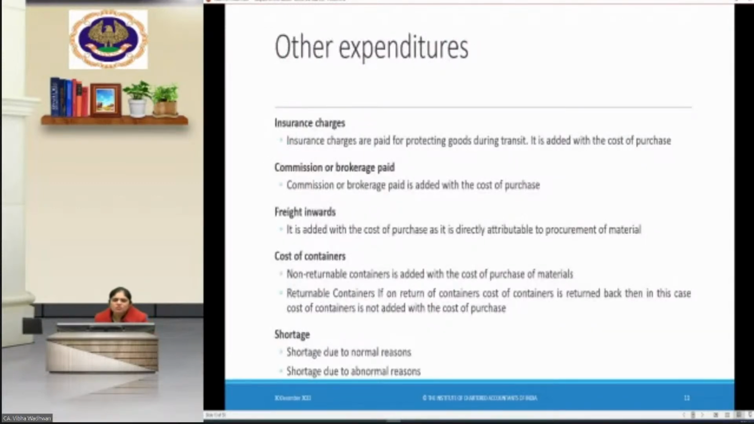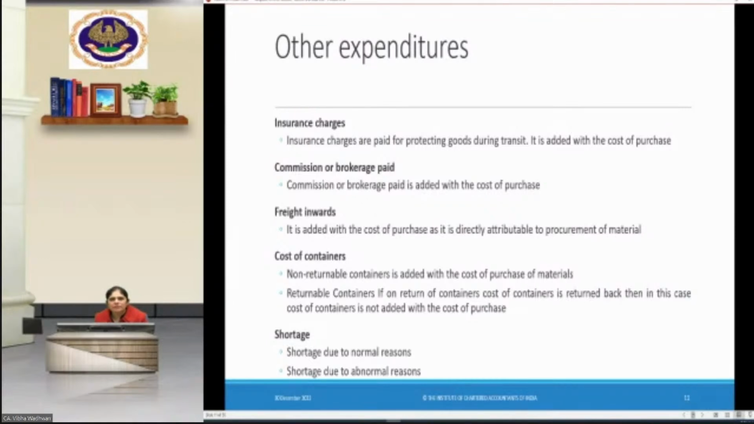Other expenditures, insurance, which are paid for protection of goods during transit. Of course, insurance charges are added to the cost of purchase. Commission or brokerage, if you have paid, means the buyer has paid, it will be added. Freight inwards, it's added with the cost of purchase always because it's directly attributable to the procurement of material. So freight inward, carriage inward, cartage inward, any such form of expense will be added to the cost of purchase.